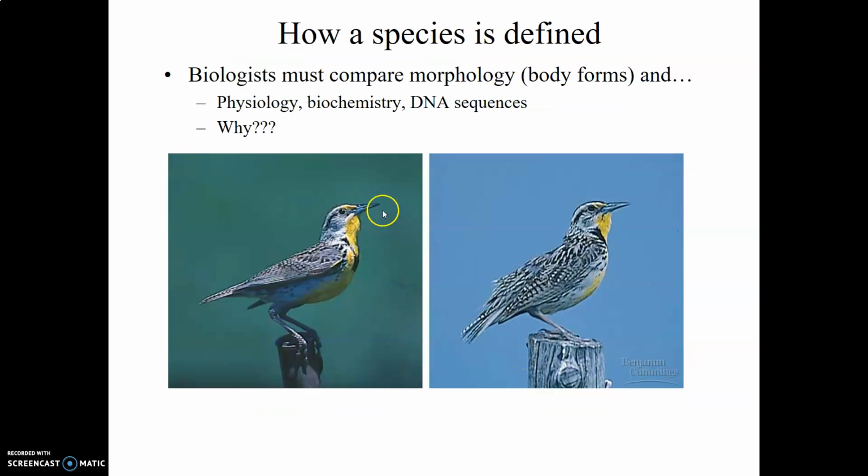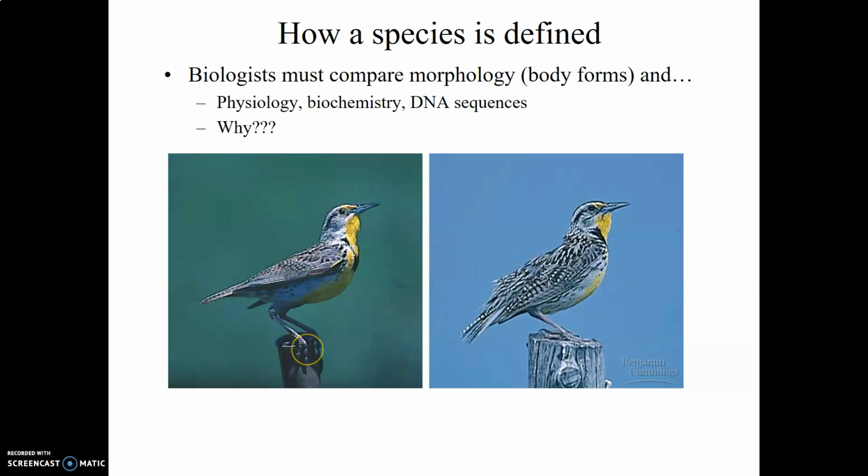Now, how do we define species? Well, biologists compare morphology, body forms, and this may include some physiology, some biochemistry, or DNA sequencing. These two birds, though they look very, very similar, are actually two different species, an eastern meadowlark and a western meadowlark. To the untrained eye, they simply look the same. And even to a well-trained eye, such as mine, visually they look the same. But they're separated because they're isolated. And we're going to see in just a moment how important this isolation concept is.